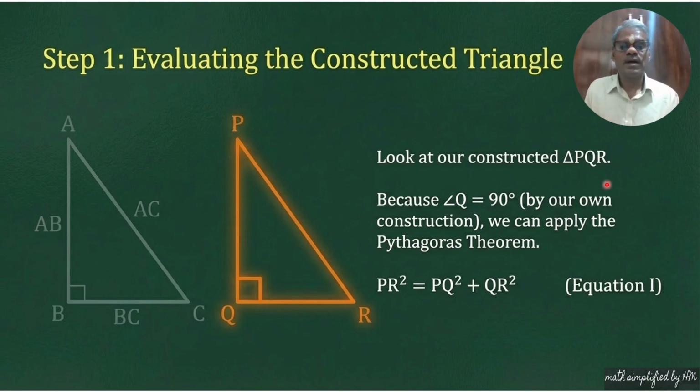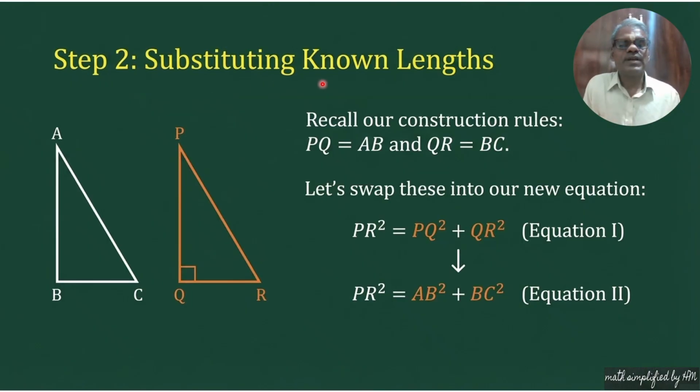Look at our constructed triangle PQR. Because angle Q is 90 degree, by our construction we can apply the Pythagoras theorem. Therefore, PR square is equal to PQ square plus QR square. Substituting the known lengths, recall our construction rules. We have PQ is equal to AB and QR is equal to BC. Let us swap these into our new equation.